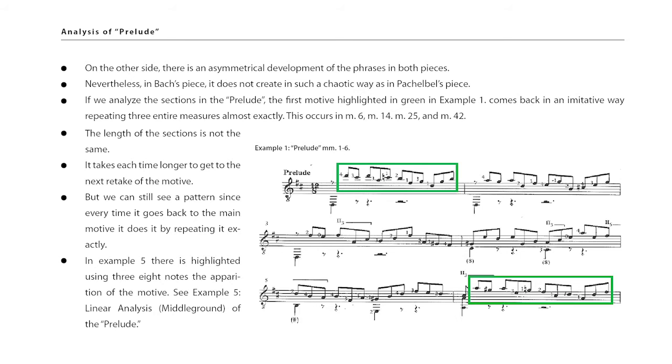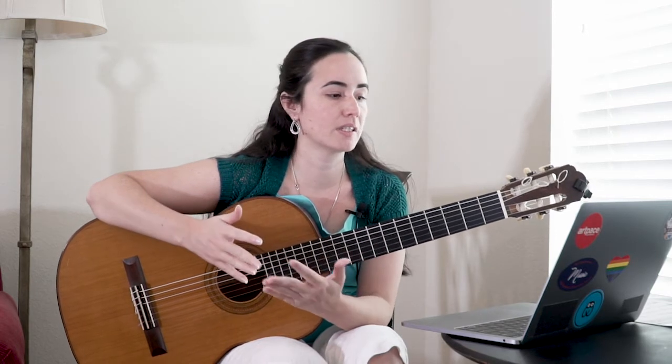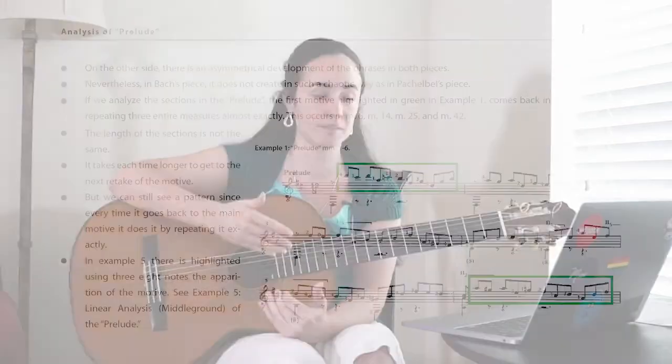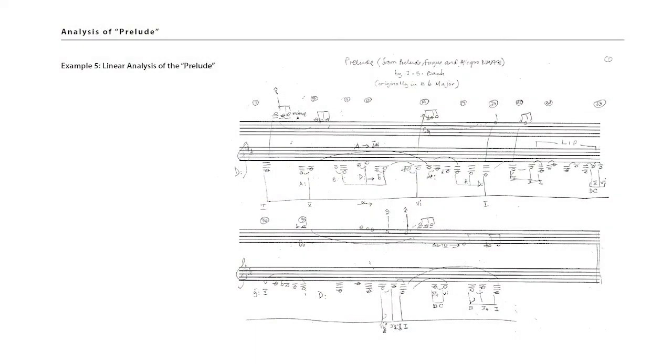So every time it repeats this same pattern, and so on. So the length of the sections is not the same. At times it takes longer to retake the motif. But we can still see a pattern, since every time it goes back to the main motif, it does it by repeating it exactly. In example 5, the appearance of the motif is highlighted using 3 eighth notes.